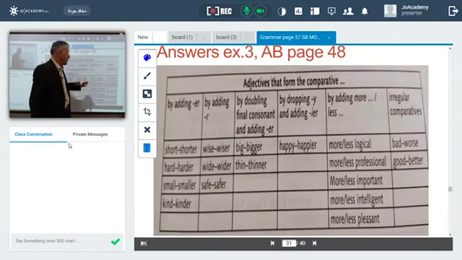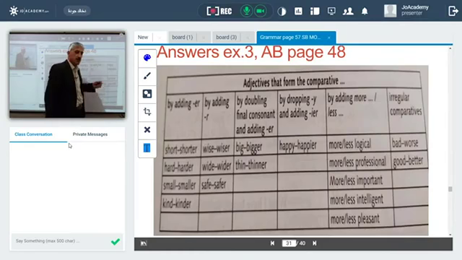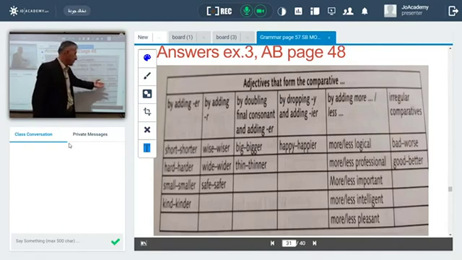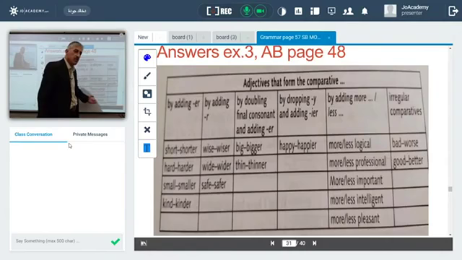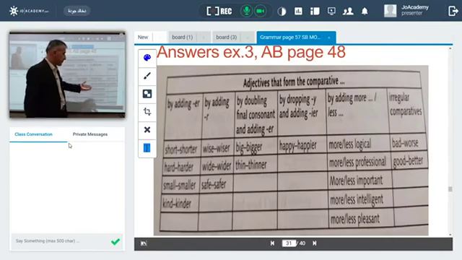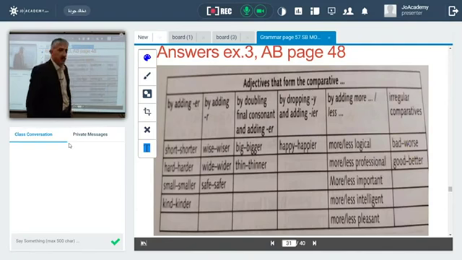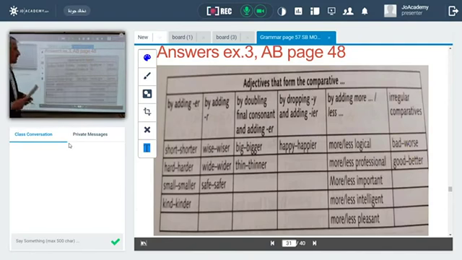By adding more or less before the adjective, we have more or less logical, more or less professional, more or less important, more or less intelligent, and more or less pleasant. Final one, irregular comparatives. We have bad becomes worse, and good becomes better. So these are irregular comparatives.